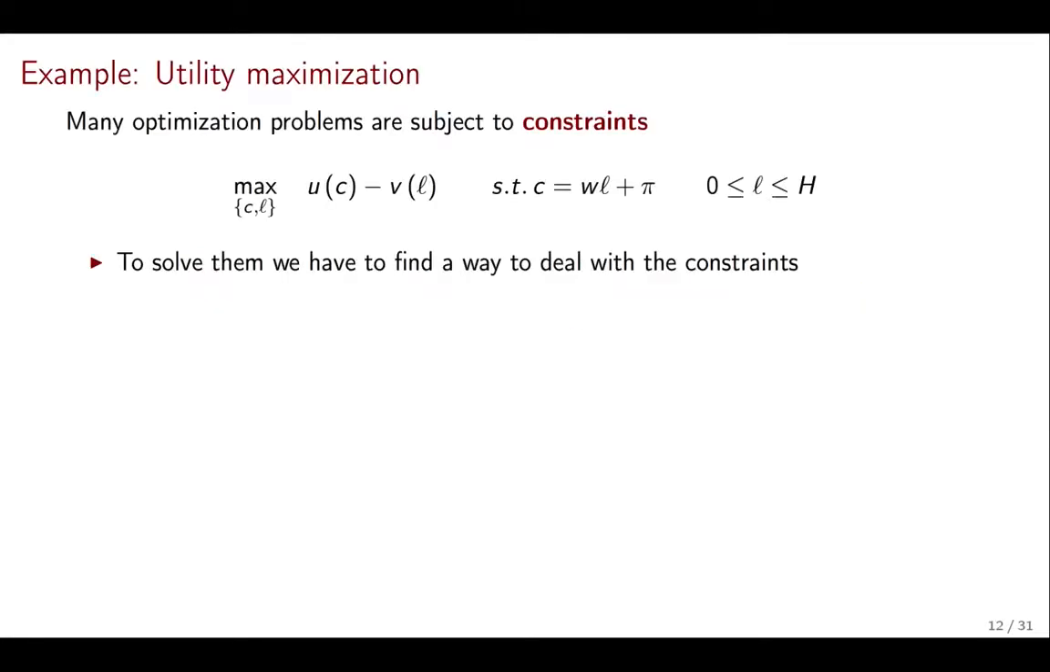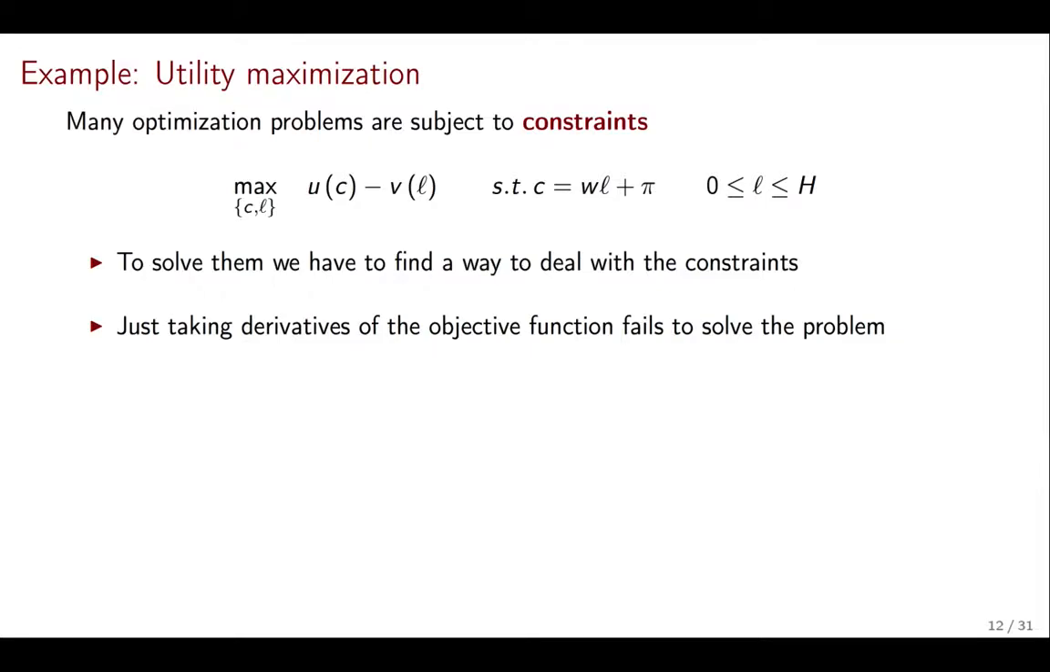The basic example is the one with which we finished the previous video. Many problems are going to be subject to constraints. The example we're going to cover the most, as I was saying, is that of maximizing utility. In this case, the utility of consumption and labor, subject to both a budget constraint and a time constraint. Now, to solve this problem, we first need a way to deal with these constraints, what to do about them.